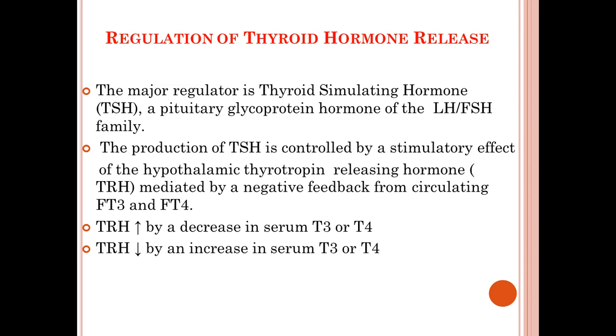The effect of thyrotropin releasing hormone is that when serum T3 or T4 decrease, then thyroid releasing hormone will increase and so stimulate TSH and produce more thyroid hormone. While when T3 or T4 increase, it will give a negative feedback. Thyroid releasing hormone from the hypothalamus will decrease, and this will lead to a decrease in the production of TSH and T3, T4.